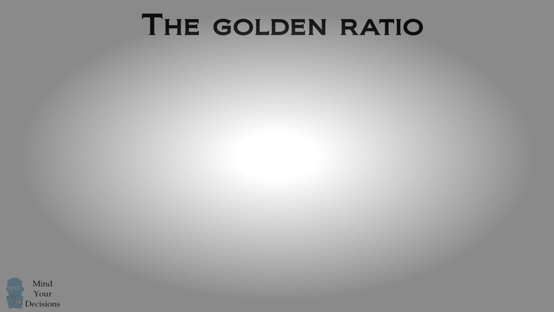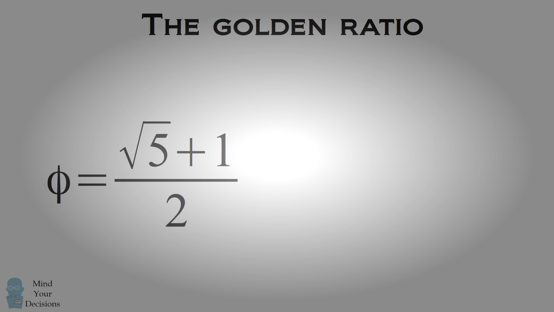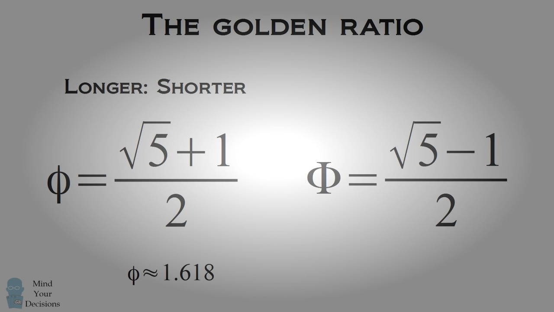So what all of this means is that the golden ratio is typically written as the square root of 5 plus 1 over 2, which is the ratio of the longer side to the shorter side. This is approximately 1.618. But you could equivalently look at the golden ratio as the capital Greek letter phi, the square root of 5 minus 1 over 2. And this is the ratio of the shorter side to the longer side, and that's approximately 0.618. So both ways are correct ways of expressing the golden ratio. And that's because you can express ratios either as the longer side to the shorter side or as the shorter side to the longer side.